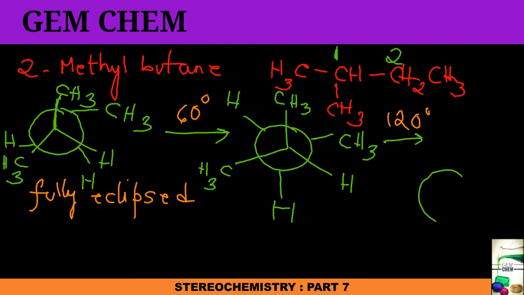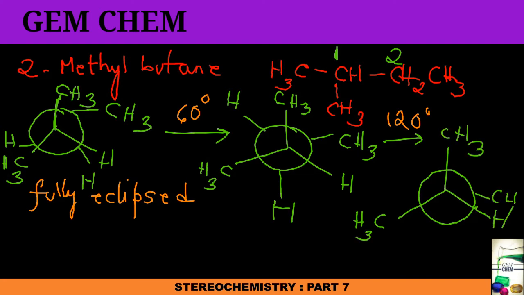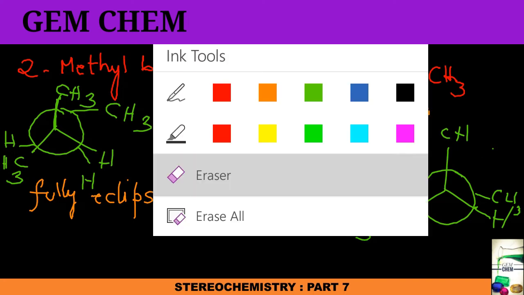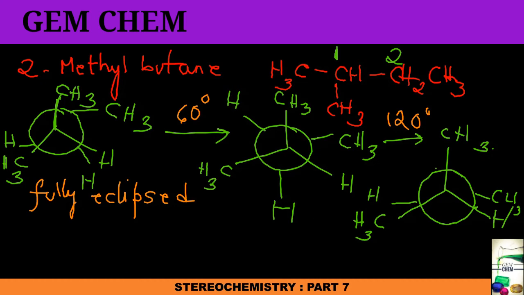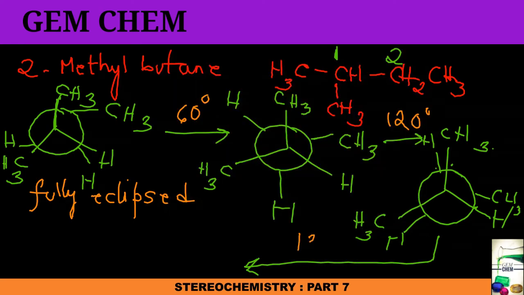And here we get like this, that is front carbon remains the same, CH3, hydrogen, this will be CH3, here comes another CH3, here comes the hydrogen, and here comes the hydrogen, that is this part. Here comes the hydrogen and here comes the hydrogen. Next, on further rotation by 60 degree, we get a total angle of 180 degree, right? Now, what is the conformation which we obtain is like this.